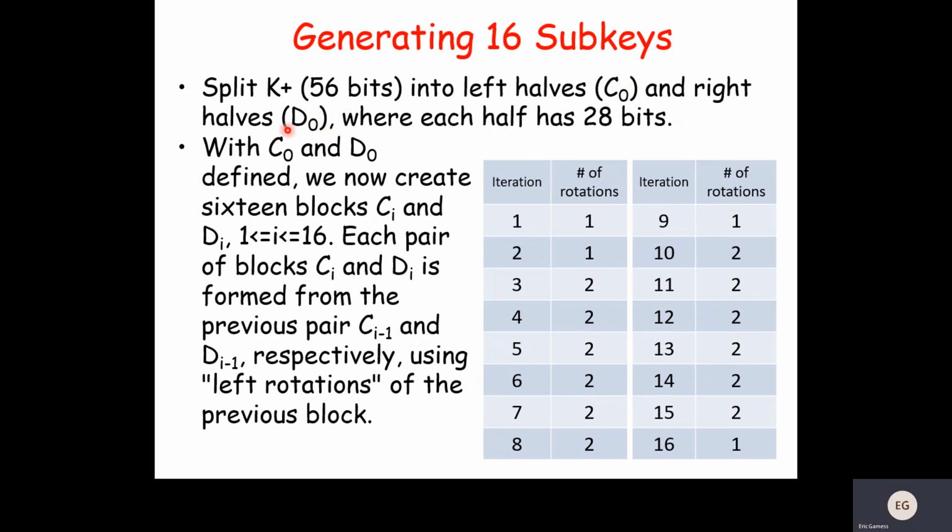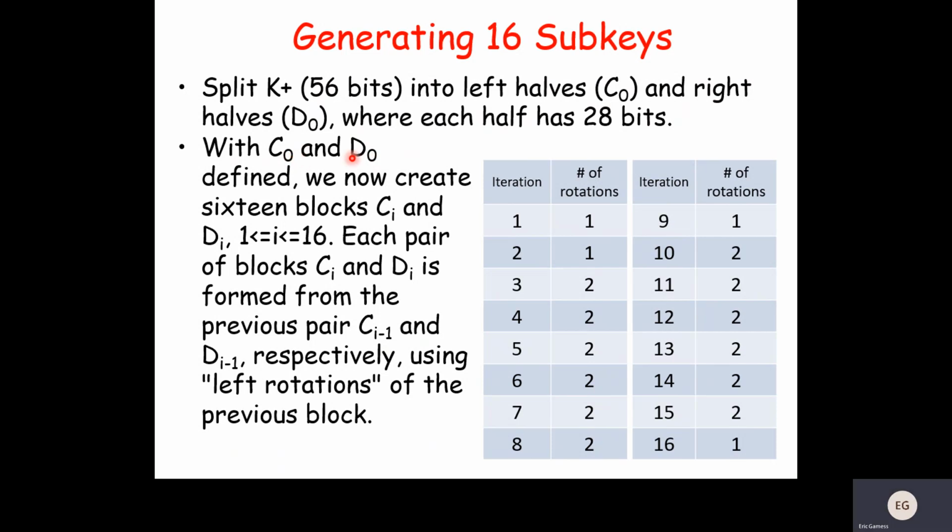So each of them will have 28 bits, no? Because 56 divided by 2 gives you 28. So C0 will be the most significant 28 bits, and D0 will be the least significant 28 bits. To get K1, we need to make 1 rotation to the left. So we take C0 and make 1 rotation to the left, and we take D0 and do 1 rotation to the left. And this will give us C1 and D1.